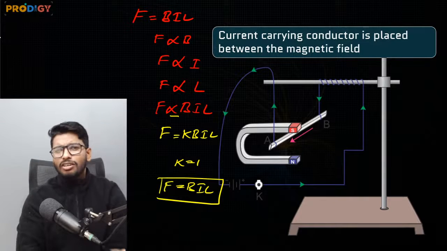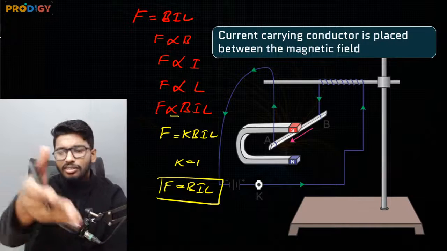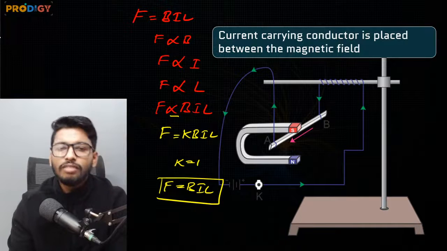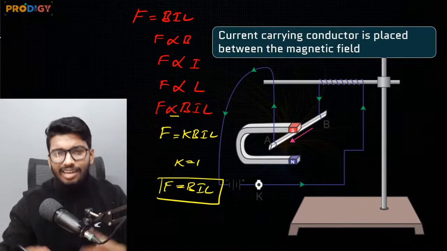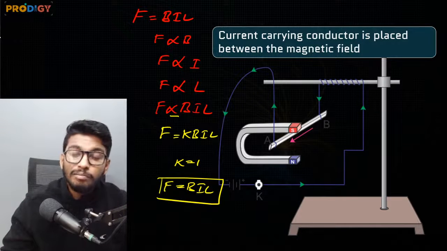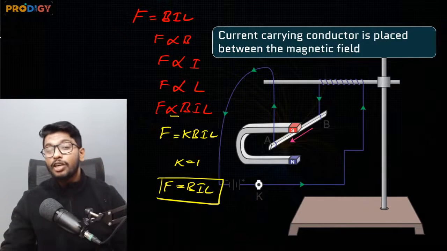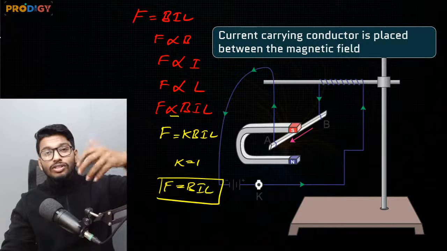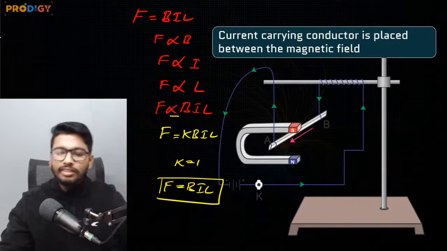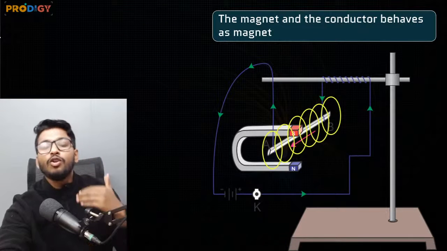Now we also learned about something called the Lorentz force. This formula is basically from the Lorentz force itself. If you take a current carrying conductor and place it in a magnetic field, the conductor will experience a force. This force is what is known as the Lorentz force.